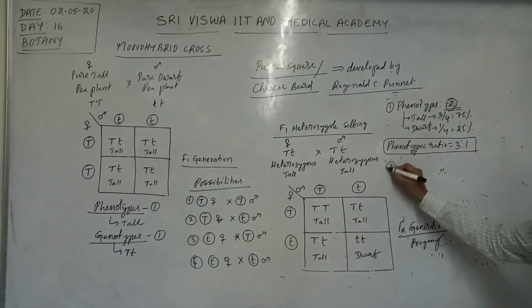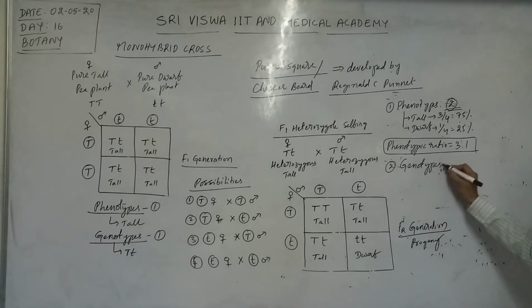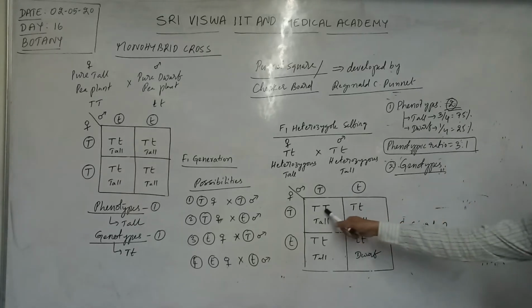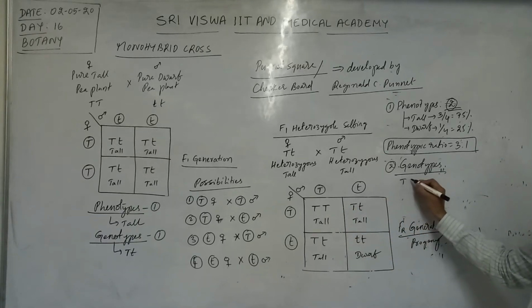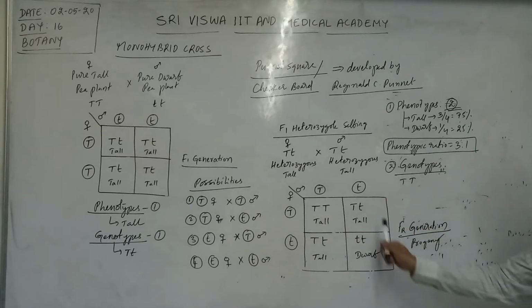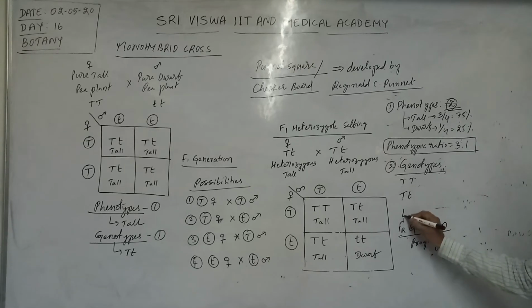Then analyze the second condition, genotypes. Here how many types of genotypes appeared in F2? The first possible genotype is capital T, capital T. Second possible genotype is capital T, small t. Third possible genotype is small t, small t.